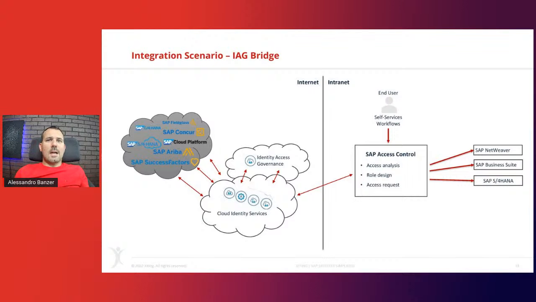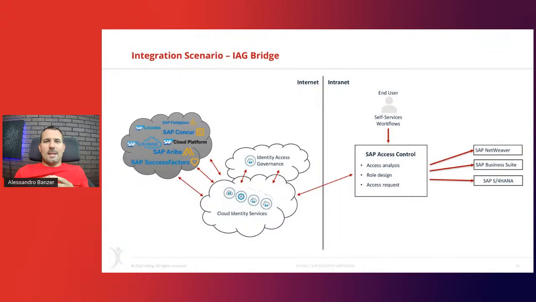Then the solution is IAG. That means we're using the IAG bridge. We're setting up access control, we're setting up IAG, and we're connecting that with access control. And that means all our workflows, the end users, when they request access, will remain in access control. And we have all the capabilities of access control. So we have MSMP, we have BRF+, we have all that available to us still because we're on access control.